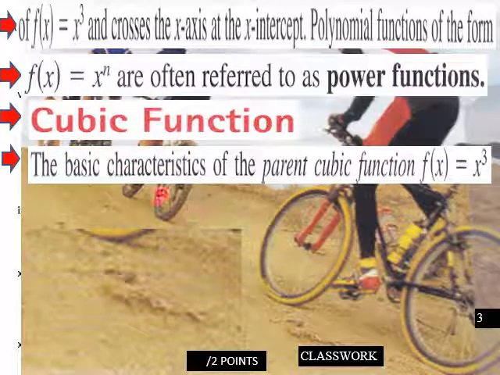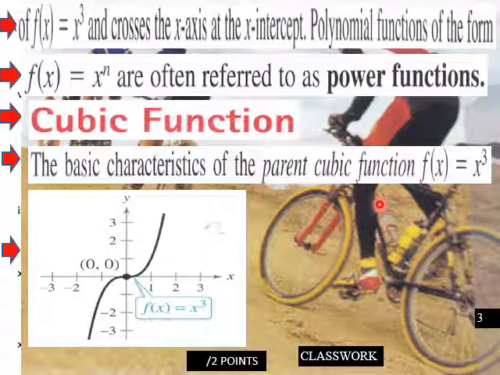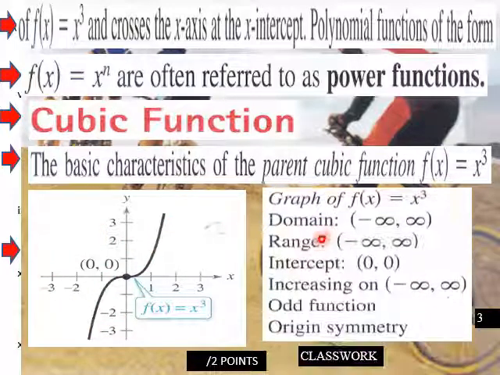A cubic function: the basic characteristic of the parent cubic function is this. This is your x cubed shape, your classic cubic function. The domain is negative infinity to positive infinity, same thing for your range. Your intercept is at the origin, and it's increasing from negative infinity to positive infinity. It's an odd function, we'll get into that later, and it is symmetric to the origin.